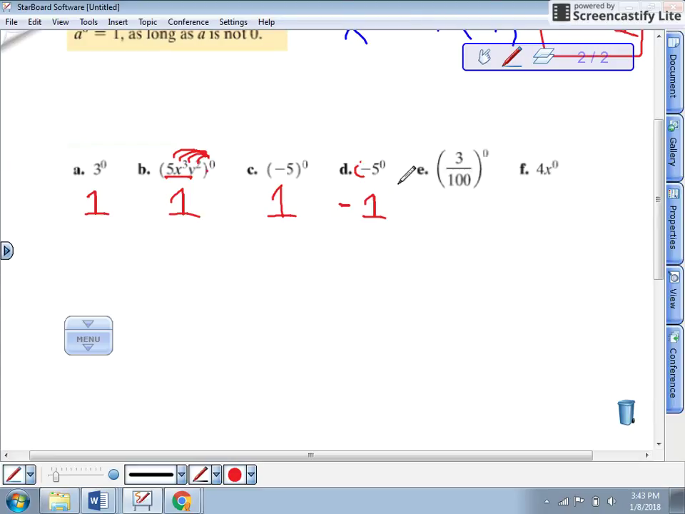At the end, the fraction is to the 0 power, still 1. This one, be careful, kids. Again, only the base that goes to 0 becomes 1. So it's 4 times 1. So this answer would be 4. So there you have our quotient properties of exponents, and then 0 as an exponent.